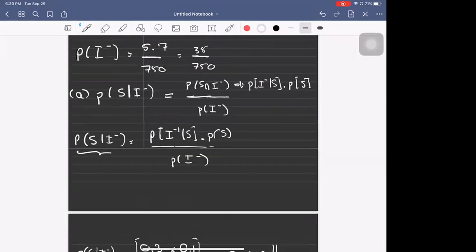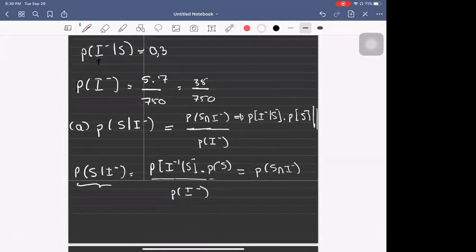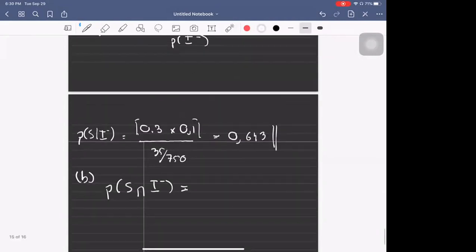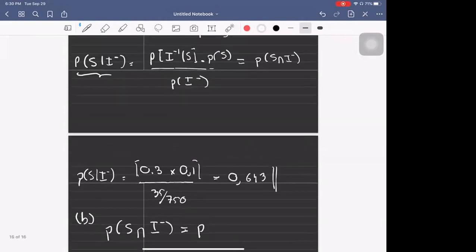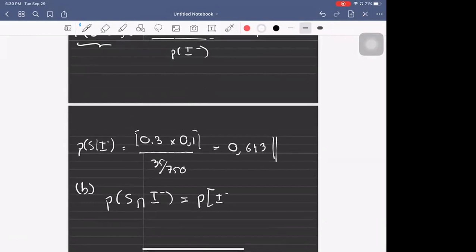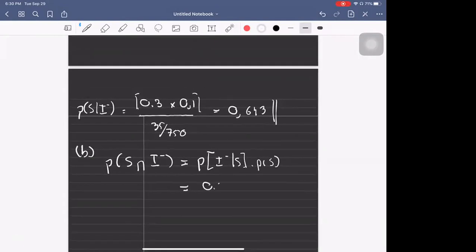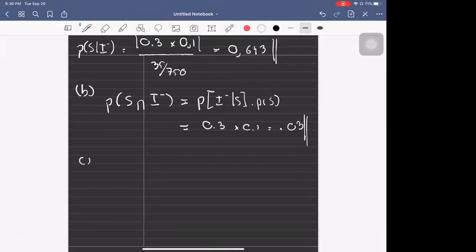Because when we wanted to determine this probability, we needed this, which is equal to this, which I wrote right here. So in essence, it is equal to the probability of I bar given S times the probability of S. This is just rewriting conditional probabilities, which gives you 0.3 times 0.1, which is 0.03. There you go. So the probability that she says sell and at the same time insiders knew about the information was equal to 0.03.